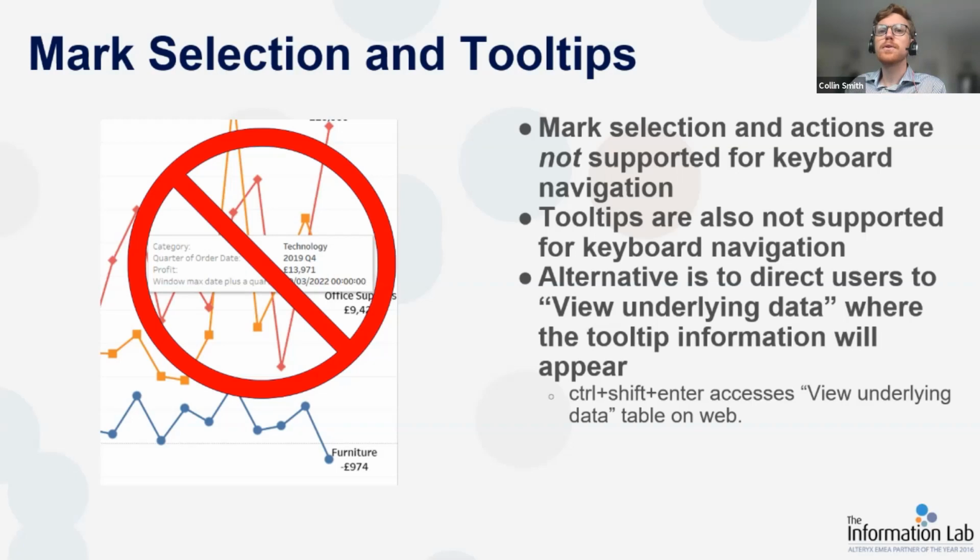That also holds true for actions. So if you've got some sort of filter action in your dashboard that's required for using it, anybody who's not using a mouse will not be able to actually access that action. So the alternative is to really make use of that view underlying data pane. Again, that's Control-Shift-Enter for anybody using a keyboard. That's where the tooltip information will appear. So even if you don't have it visible on the chart, it will appear in the view underlying data pane.